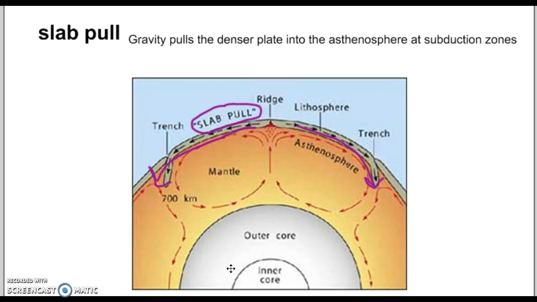So we have convection currents creating a disturbance in the asthenosphere and disturbing the plates on top and getting them to move slowly over time. And then we have ridge push and we have slab pull. So those are your three forces working together, getting our tectonic plates to shift around the surface of our Earth.